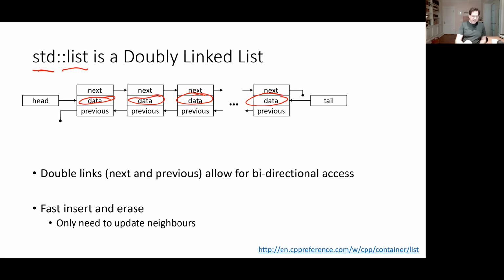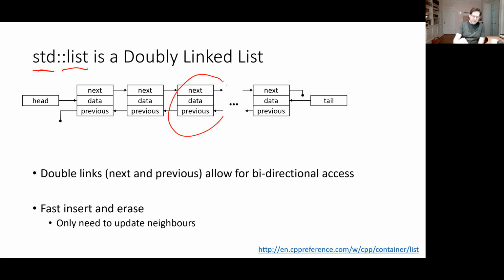And then you never see these, but inside the list implementation, inside the recipe for list classes, it has a next pointer and a previous pointer for every data element. That allows you, if you're pointing at a certain element, to easily get to the next element, and easily get to the previous element. It also allows you to have a fast erase and a fast insert.